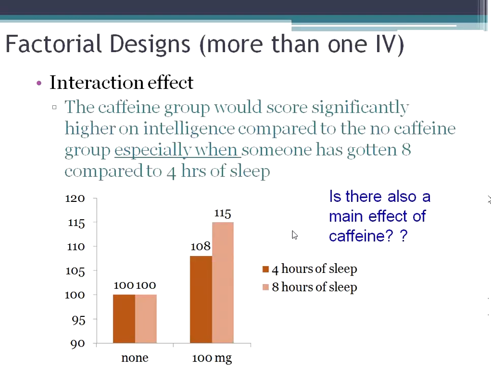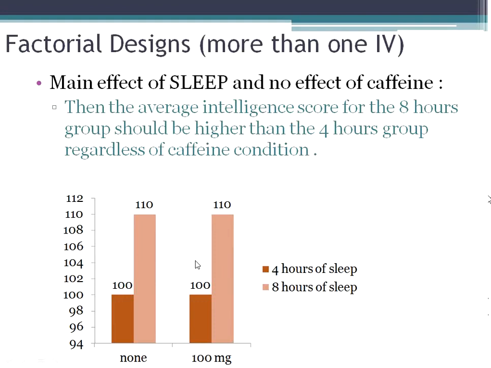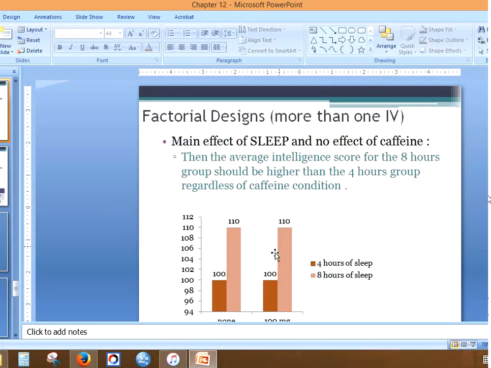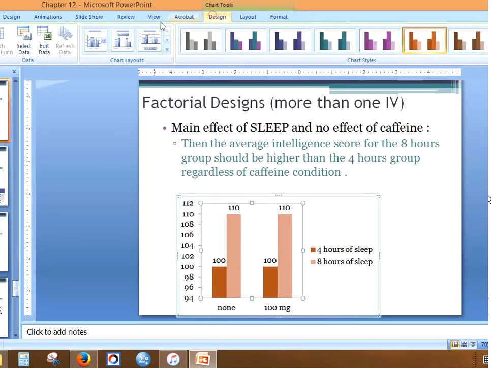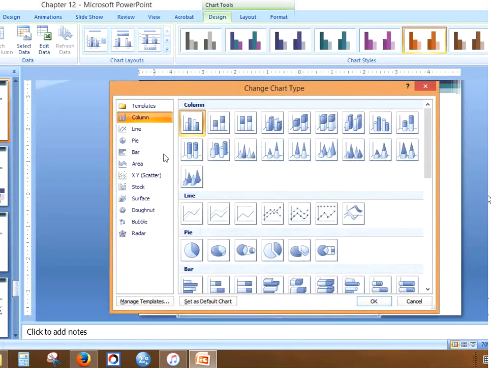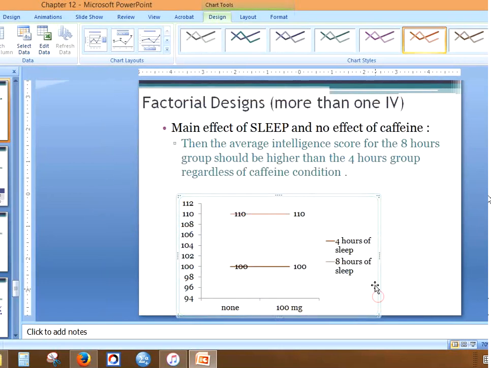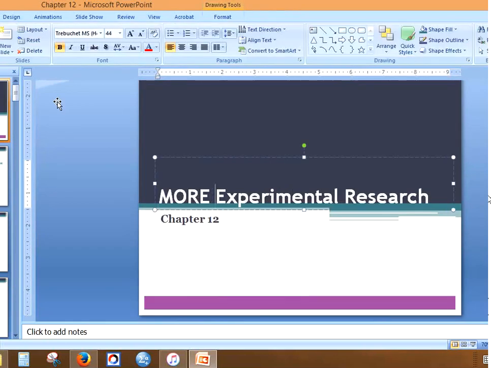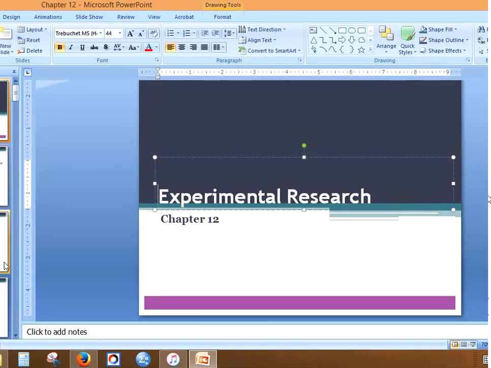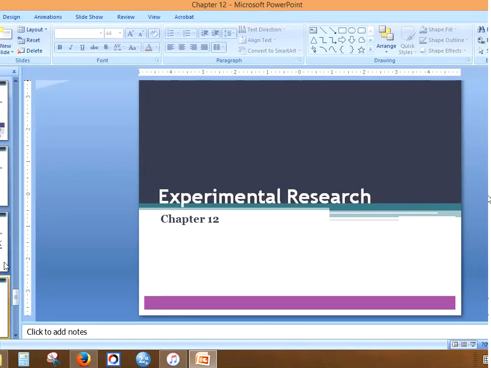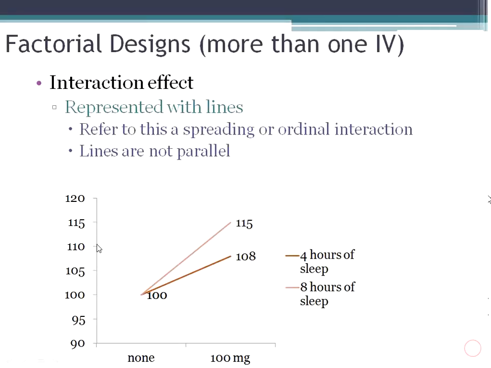So if we looked at this main effect here, and if I were to change this to a line graph, which I'm going to do now, notice that the lines are parallel. And parallel lines indicate a main effect. But when the lines aren't parallel, we're going to end up with a spreading interaction or an ordinal interaction.